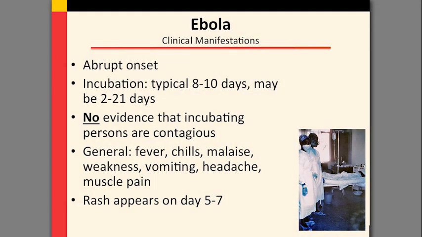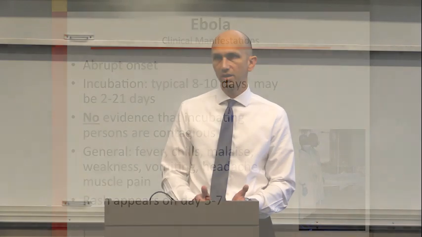I'll skip some of those technical medical terms. But basically, there's an abrupt onset of the virus after a brief incubation period. That incubation typically lasts 8 to 10 days, and it's been about 11 days to date in the documentation from the World Health Organization. There's no evidence that incubating people are contagious. So in that first 8 to 10 days, there's no evidence that blood or body secretions are contagious to others.